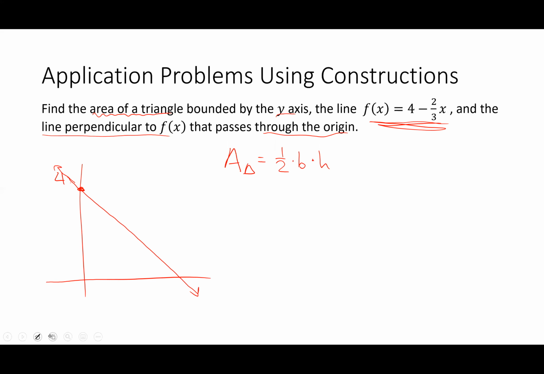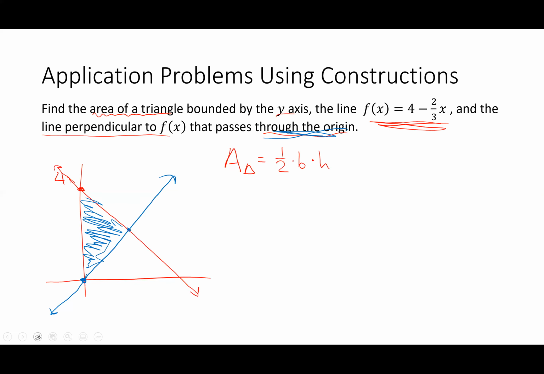Now, we've got a line which is perpendicular to this equation, and it passes through the origin. So here's our origin, and we know that these are perpendicular, so they are in fact going to intersect. Now, what we want to do is find the area of the triangle bounded by the y-axis. We want to find the area of this triangle in particular.